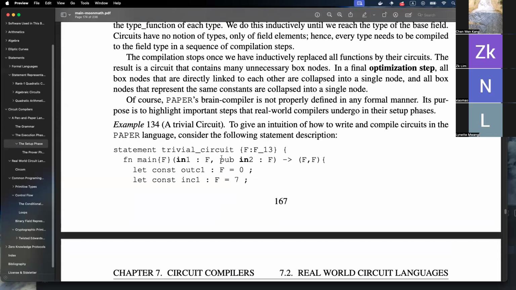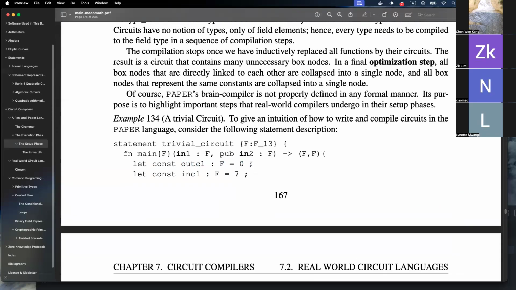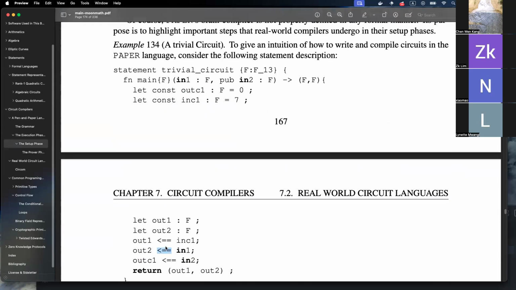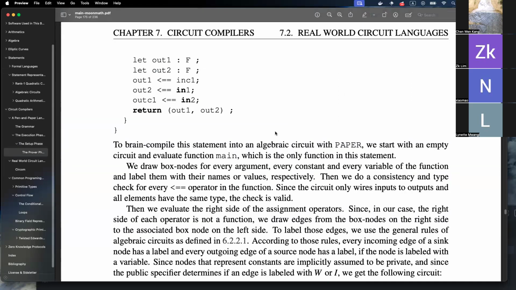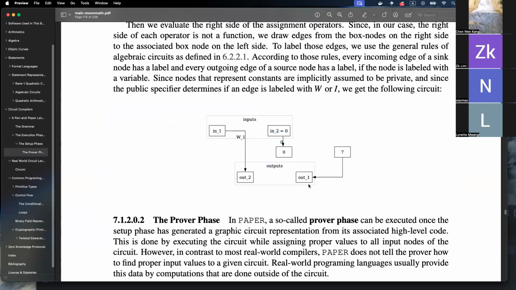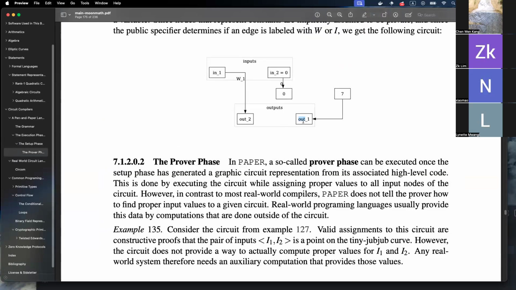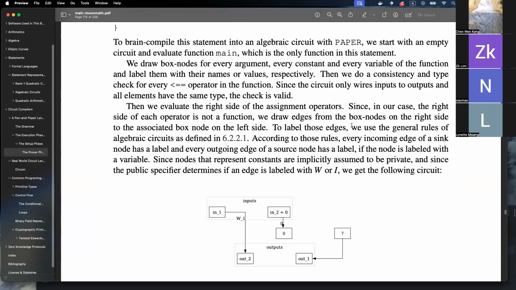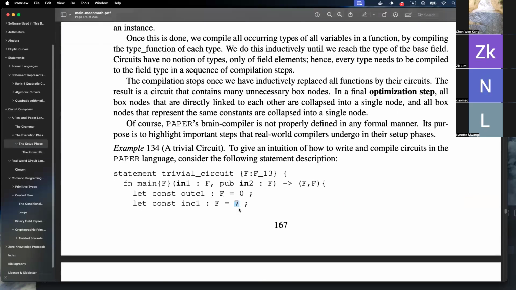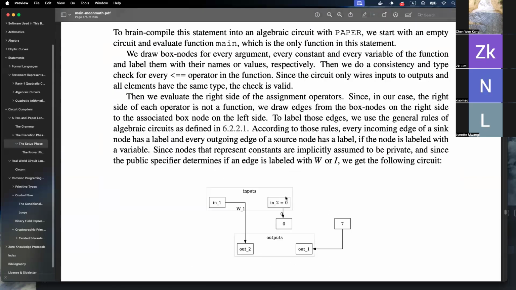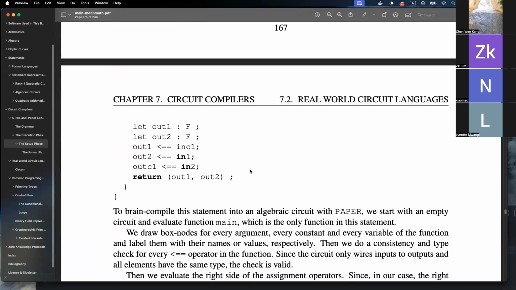to this. In this case, I think this might be just a simple comparison constraint. So we are constraining input 2 with this. So input 2 must be 0. And then we also constrain output 1 to 7. Yeah, so this is the result of compiling this.